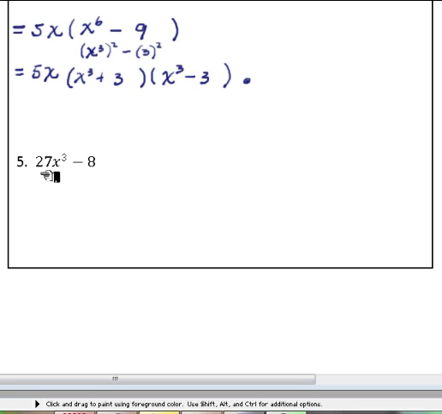In question 5, we have a difference of 2 cubes. Let's look at this. 27 is a perfect cube. That's 3 times 3 times 3, and here we have x cubed. 8 is also a perfect cube, 2 times 2 times 2. So we're going to factor this as a difference of 2 cubes. First of all, let's write this as a cube minus a cube. So that would be 3x cubed minus 2 cubed.